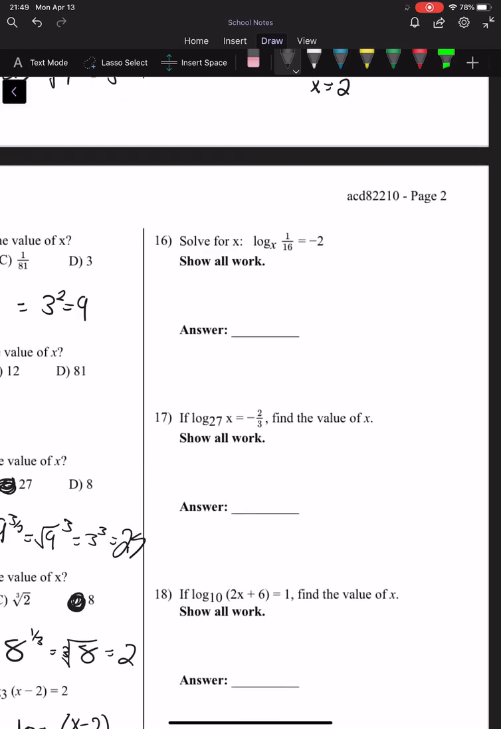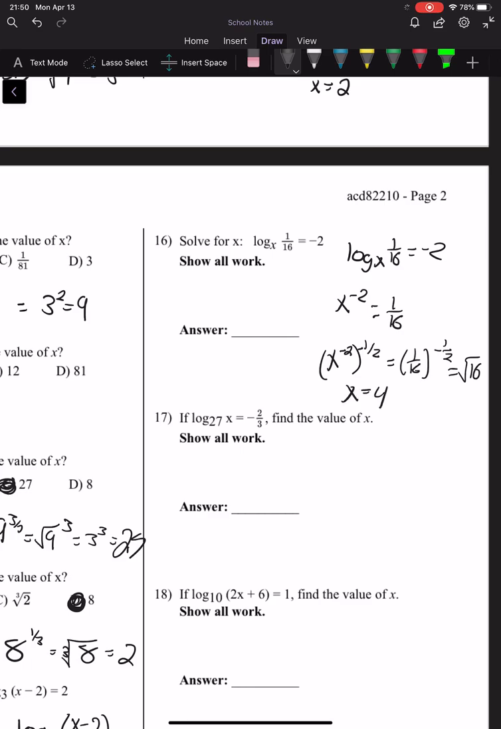Number 16, we have log base x of 1 over 16 equals negative 2. So x to the negative 2 equals 1/16. So you get x to the minus 2 to the minus 1/2 power equals 1/16 to the same. So that's equal to the square root of 16. So x is equal to just 4.